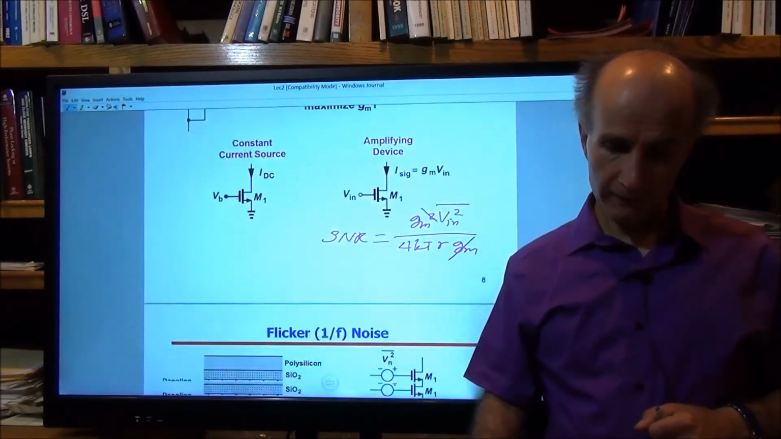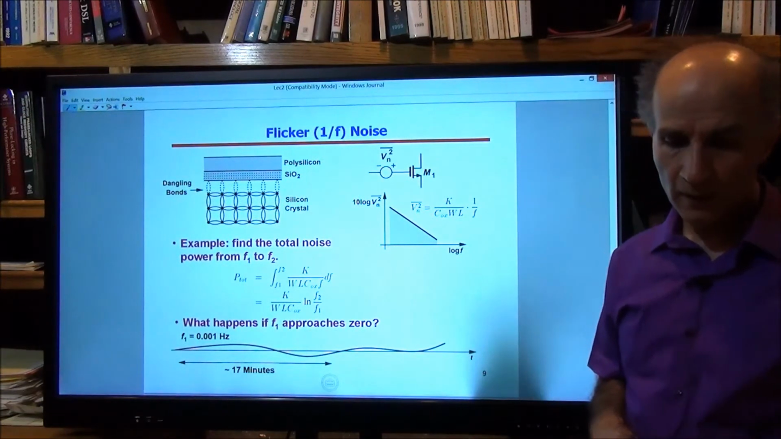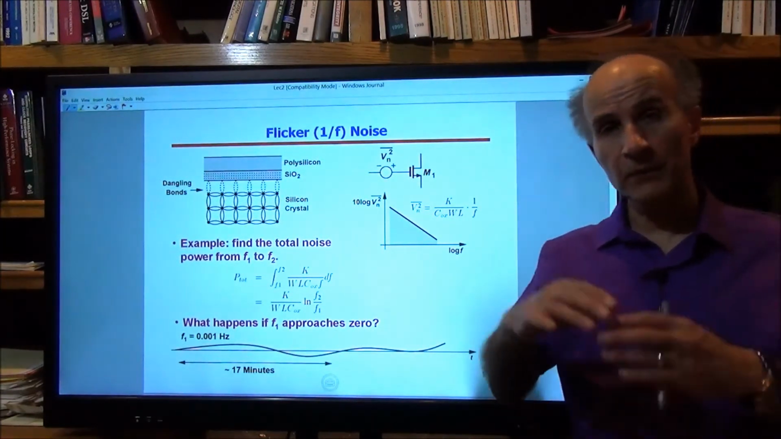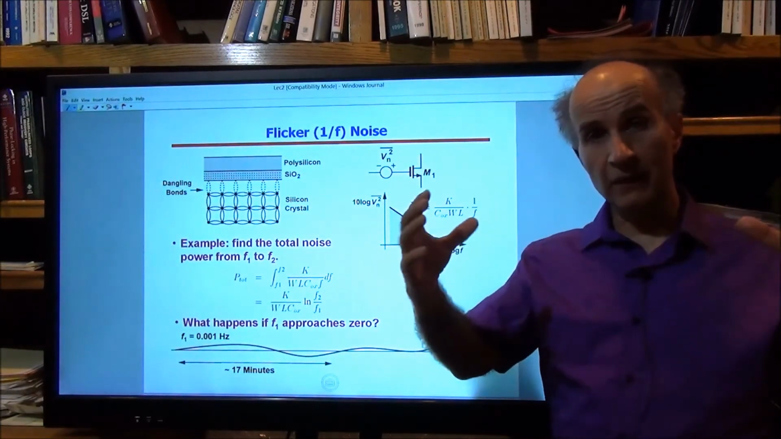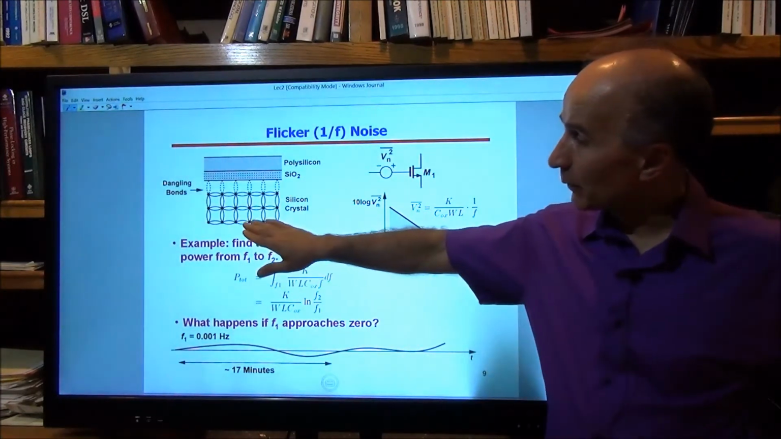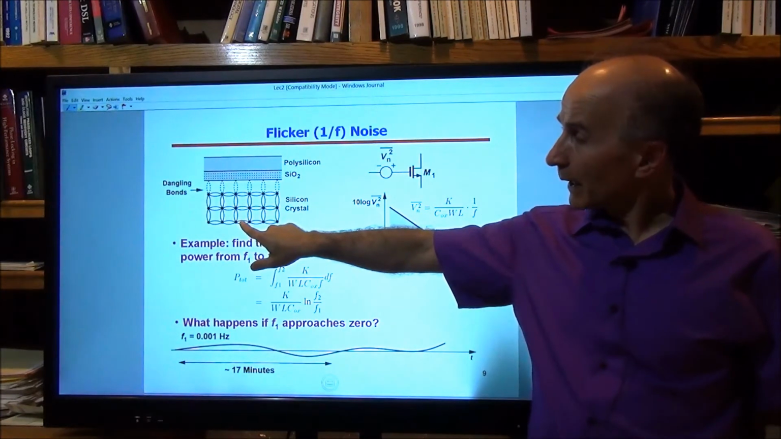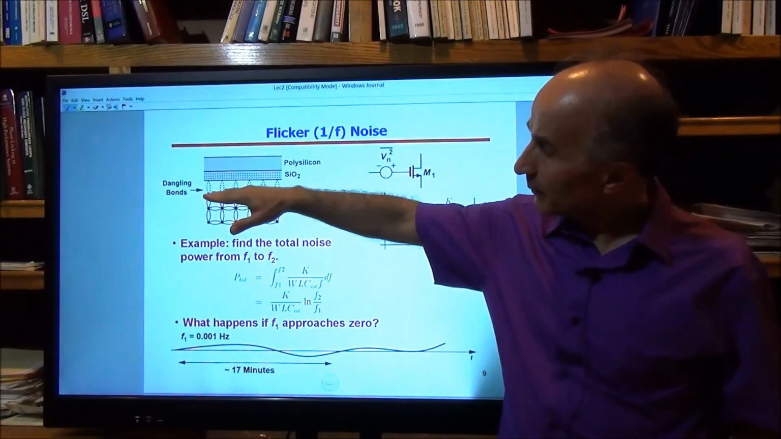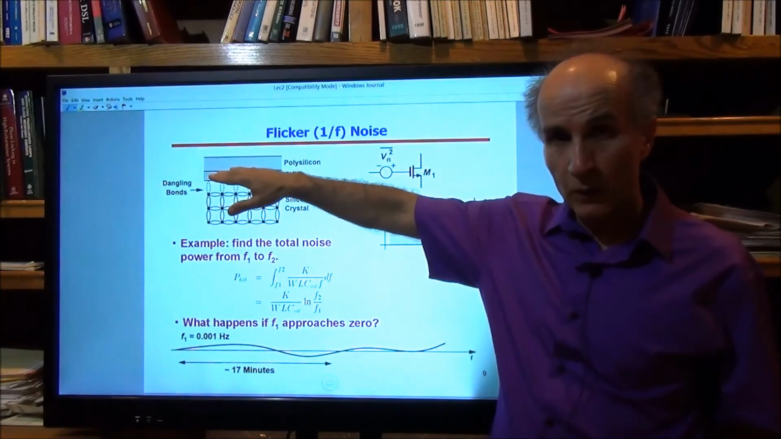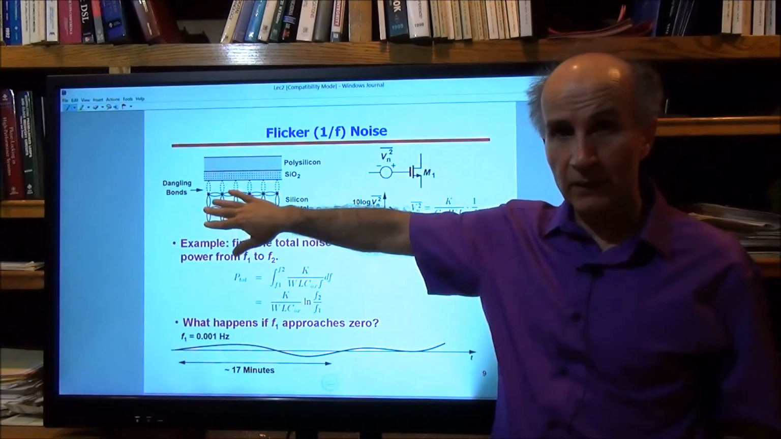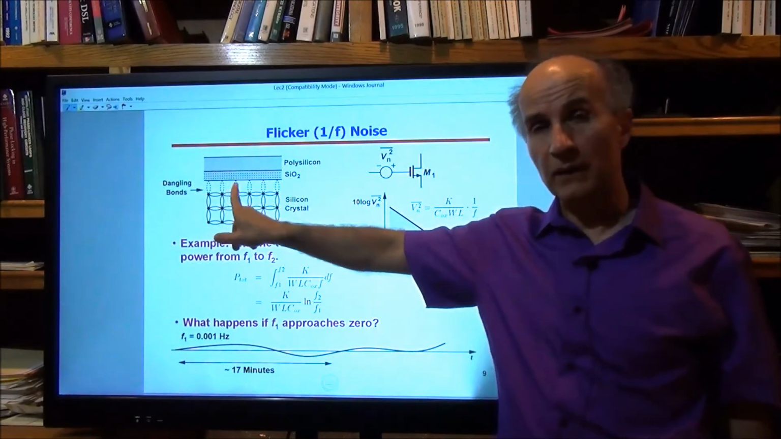Okay, moving on. Let's talk about flicker noise in MOSFETs. We know that the substrate of a MOSFET is a completely uniform and clean crystal, with all these atoms sharing bonds between them, forming bonds between them. But once we get to the interface between the substrate and this oxide, we lose some of these bonds because we're going from silicon to SiO2. And that means that we have some dangling bonds here.